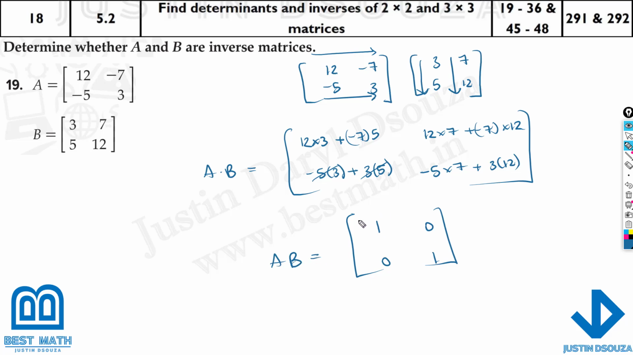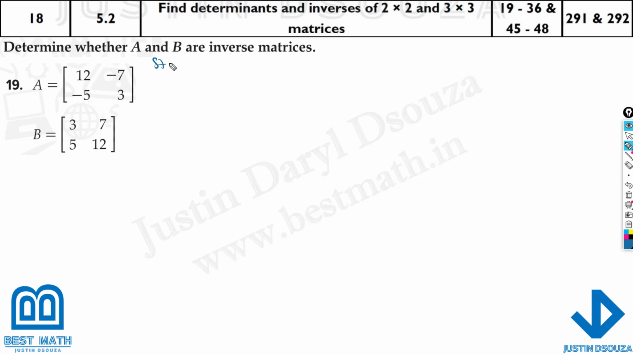Now the same thing needs to be done to B and A. Step 1, find AB, and we did. This is A, this is B, and we multiplied and solved. It is the identity matrix, equal to I, that is 1, 0, 0, 1. Now you need to do B and A. Step 2, find BA. B will be the second matrix, 3, 7, 5, and 12. And then we have A, that is 12, minus 7, minus 5 and 3.